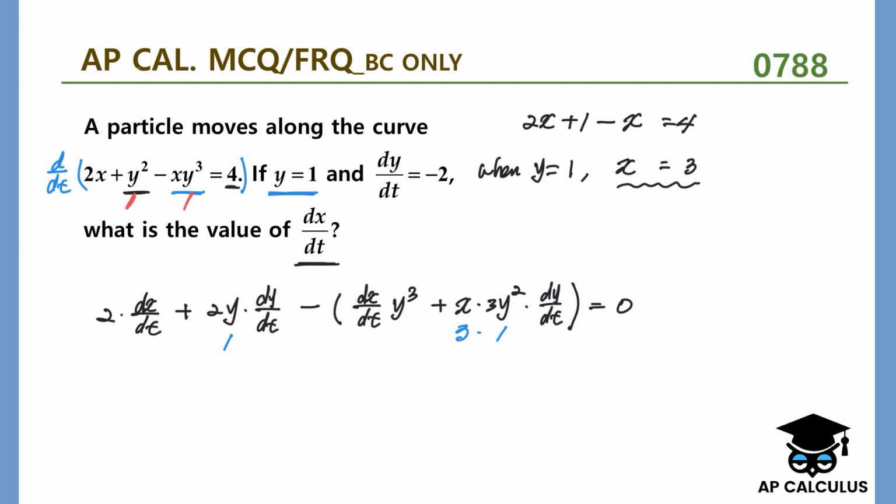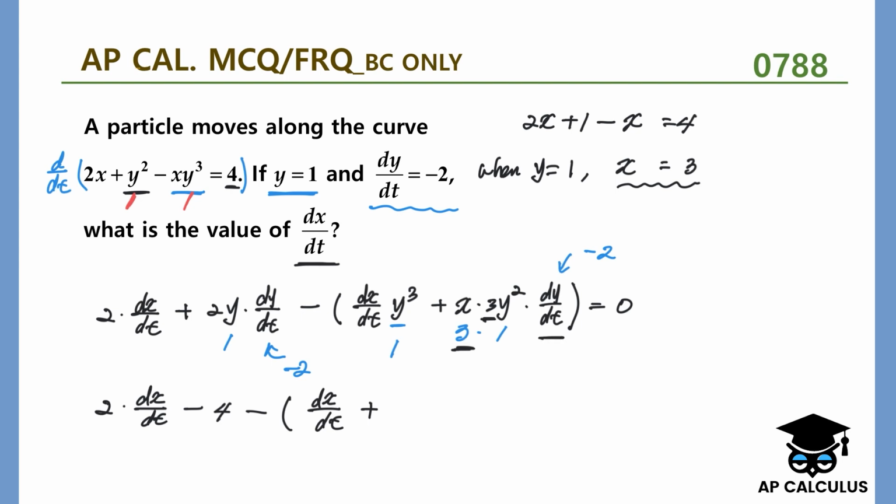Okay, and it is given that dy over dt is negative 2, right? So this value right here is negative 2. Here y is 1, right? Now if we simplify this equation, 2 times dx over dt plus 2 times 1 times negative 2, that's actually negative 4, right? So minus 4 minus dx over dt times 1 cubed, that's just dx over dt, plus 3 times 1 times negative 2, right?